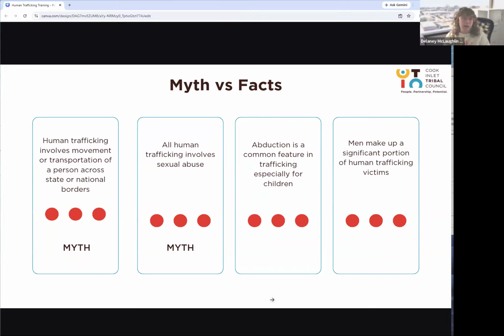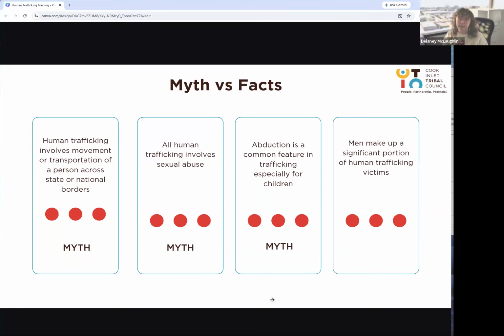The third one is abduction is a common feature of trafficking, especially for children. This is also a myth. This comes from a lot of mainstream media where you see trafficking as somebody getting taken in a van on a street, or from the movie Taken. While abduction does happen, we see a lot of more personable recruitment methods before we see abduction. So it does happen, but it would not be considered a common feature of trafficking. A lot of trafficking survivors or people who are experiencing trafficking know the person. It is not often a stranger.